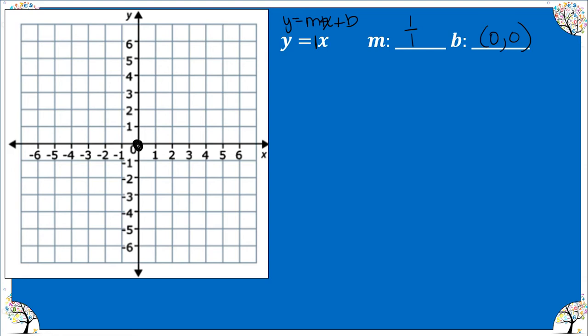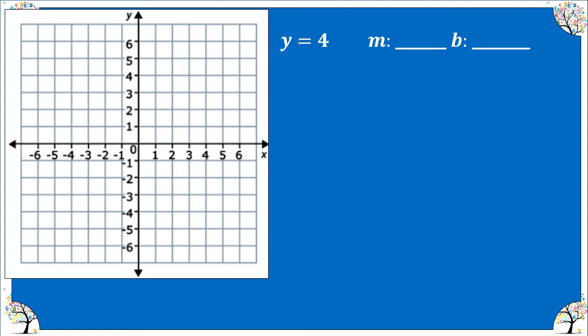So that's our initial value. And then we're going up 1, right 1, up 1, right 1, and so on. Then we're going to go back to our initial value and go down 1, left 1, down 1, left 1, and so on. So our line looks like this. This is y equals x. Again, it's sloping upward because it has a positive slope.